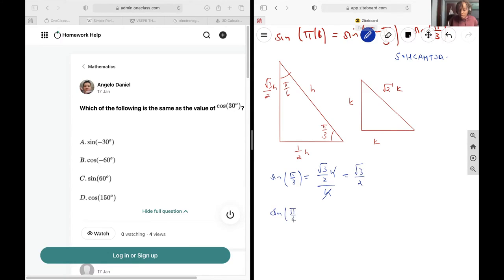Let's just find all of the angles. Sine pi over 6. This is supposed to be pi over 4. Pi over 4. Sine pi over 6 is going to be 1 over 2h over h, which is obviously 1 over 2. And sine pi over 4 is going to be k over root 2k, and this will give us root 2 over 2.